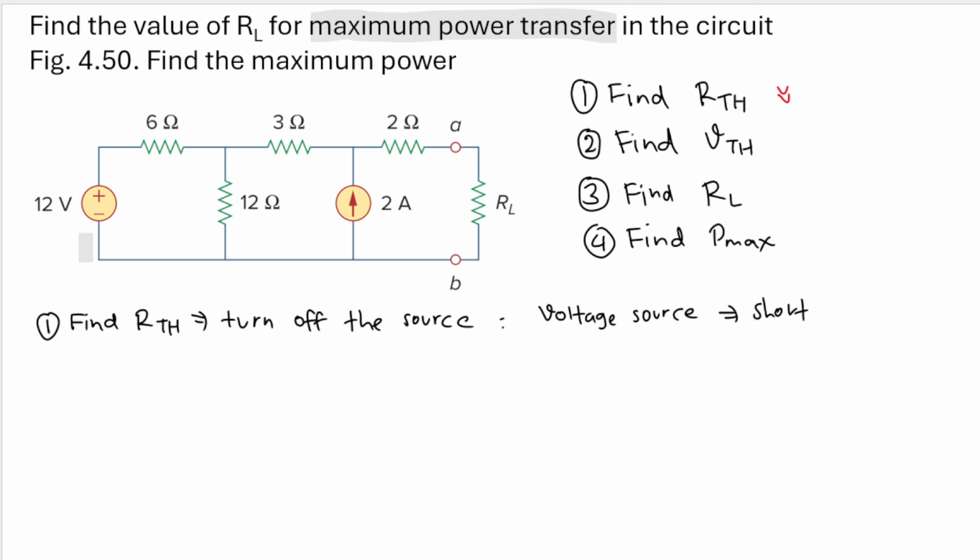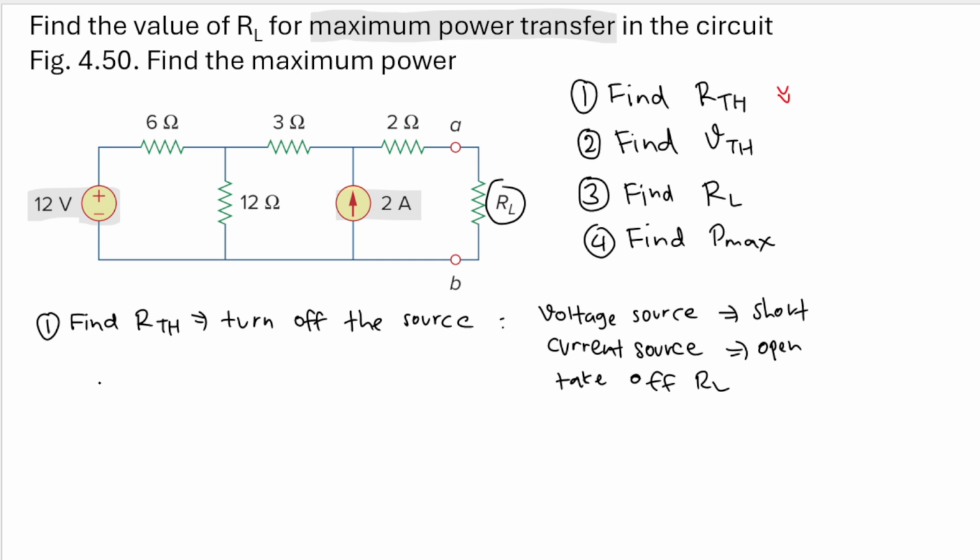So we replace this 12-volt voltage source by a short circuit, and then we replace this current source by an open circuit. Also we need to take off the RL because this is the load. Now let's redraw the circuit.